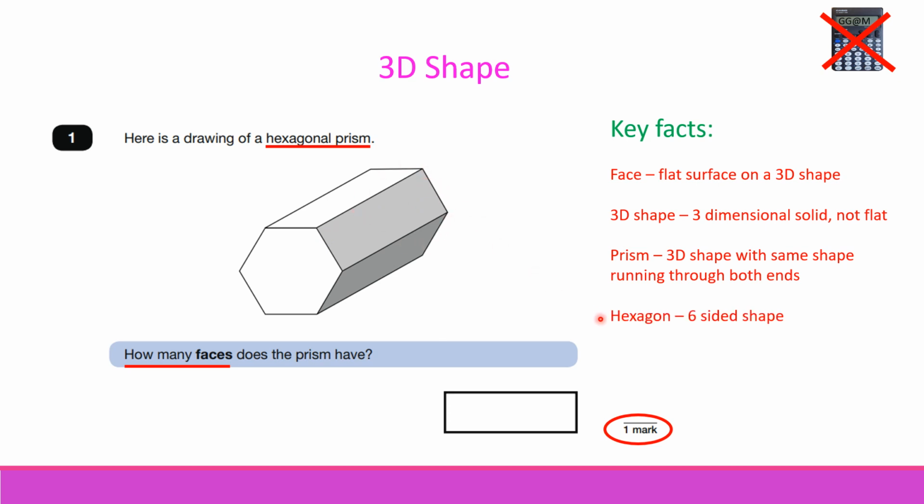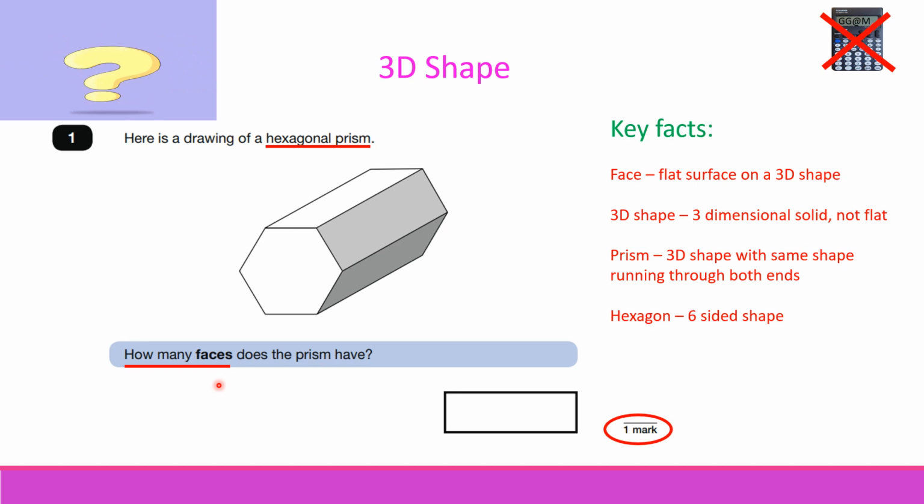You need to know that a hexagon is a 6-sided shape. And to help us remember that the hexagon is a 6-sided shape, if you wrote the number 6, S-I-X, 6 and hexagon have both got an X in them, so that will help remind you that a hexagon is a 6-sided shape. Press pause, have a go at working out how many faces there are on the shape, and then press play when you're ready to hear the answer.